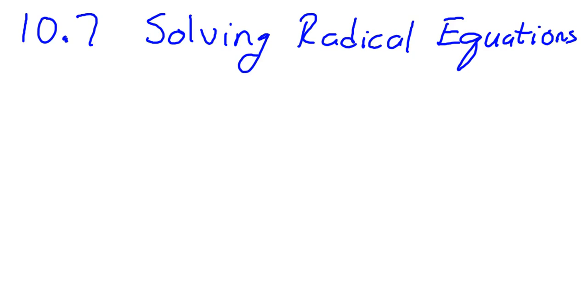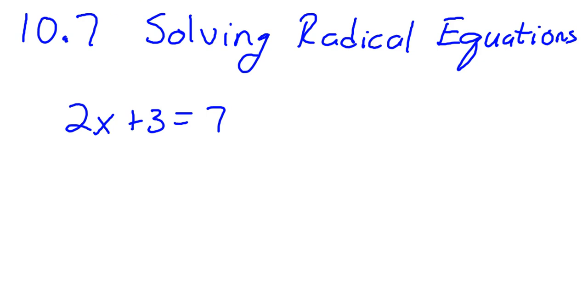All right, and before we start solving radical equations in 10.7, let's back up for just a second and go back to just regular equations. So let's say you had something like 2x plus 3 equals 7. Before we do the radicals, we'll go back to the basic one here.